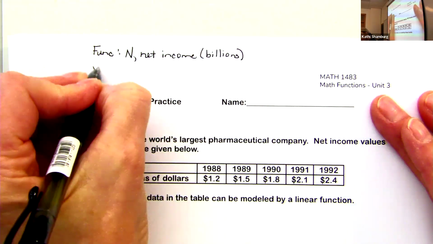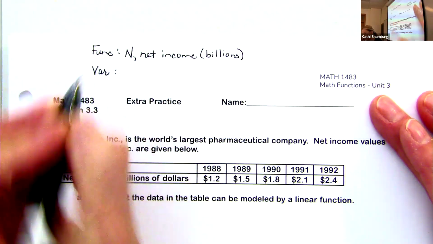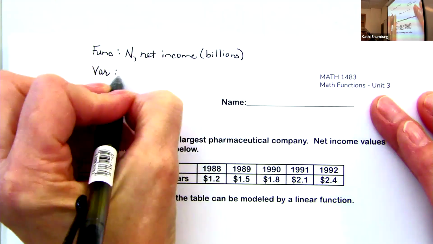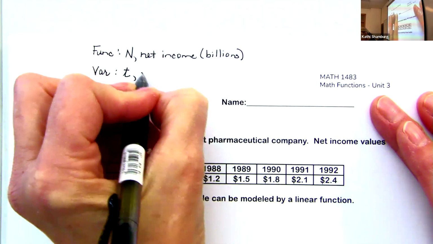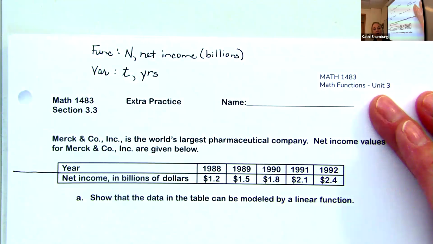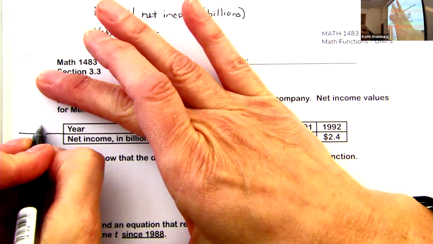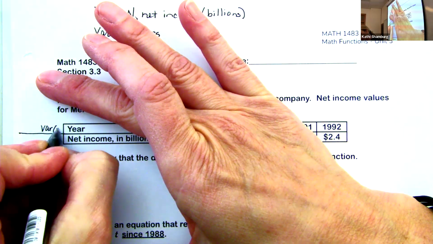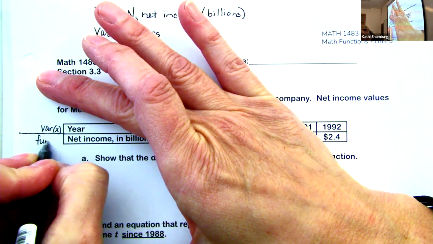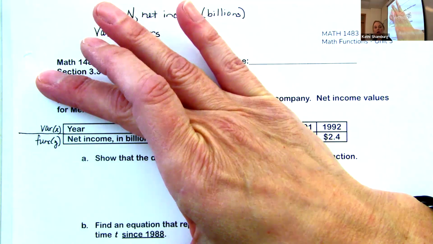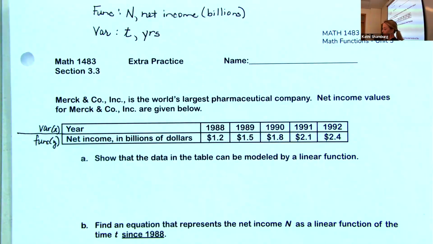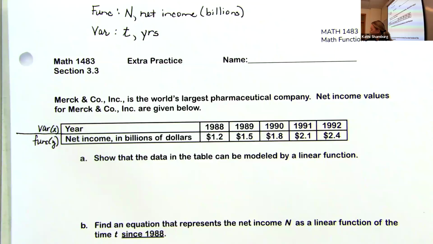All right, so the variable is what? Years. So I'm going to call it T. Okay, now one thing I want you to look at. Go ahead and write this. This is my variable X. This is my function Y. All right, so I want you to look at the variable. What is going on with this variable that we don't typically see in our table?